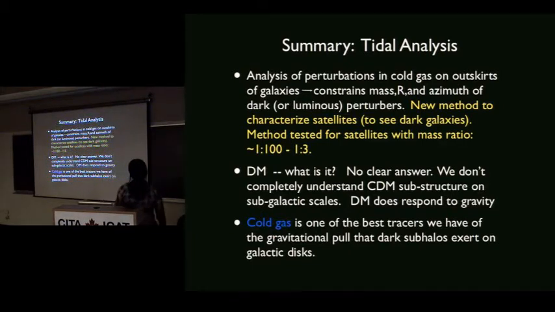I find that analysis of perturbations in the cold gas on the outskirts of galaxies allows you to constrain a number of important parameters about the satellites, whether they be dark or luminous. Namely, you can constrain the mass ratio of the satellite. This is, of course, the initial analysis we determined. The current radial distance and the azimuth. So it's basically a new method to characterize satellites. I've tested this method for satellites over a very wide mass ratio.